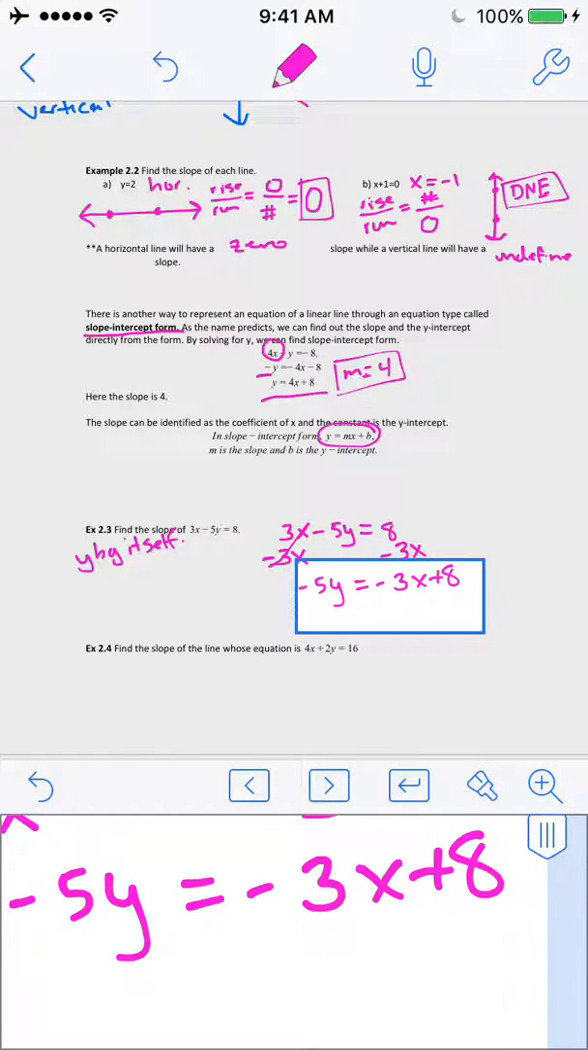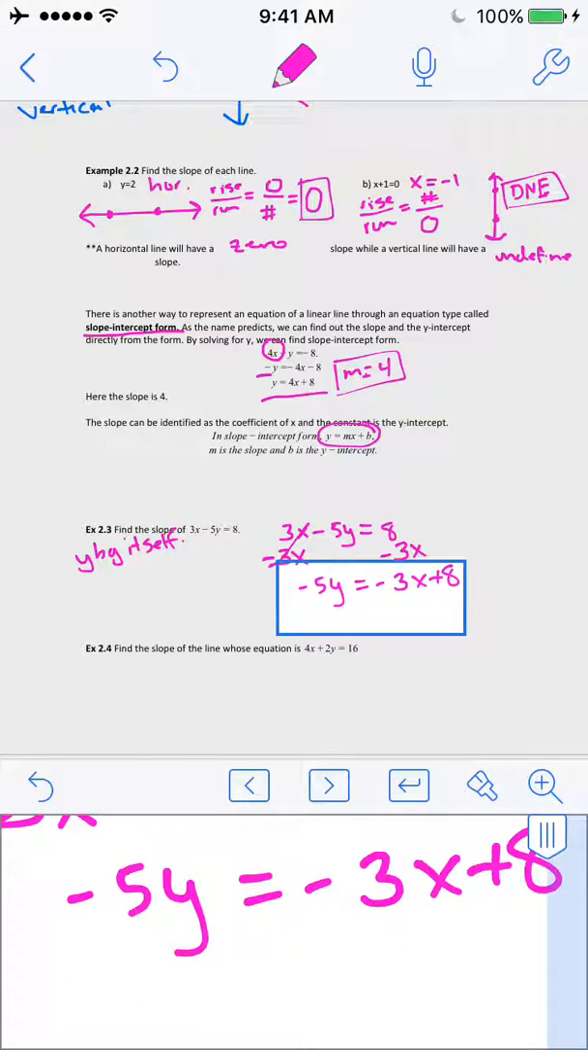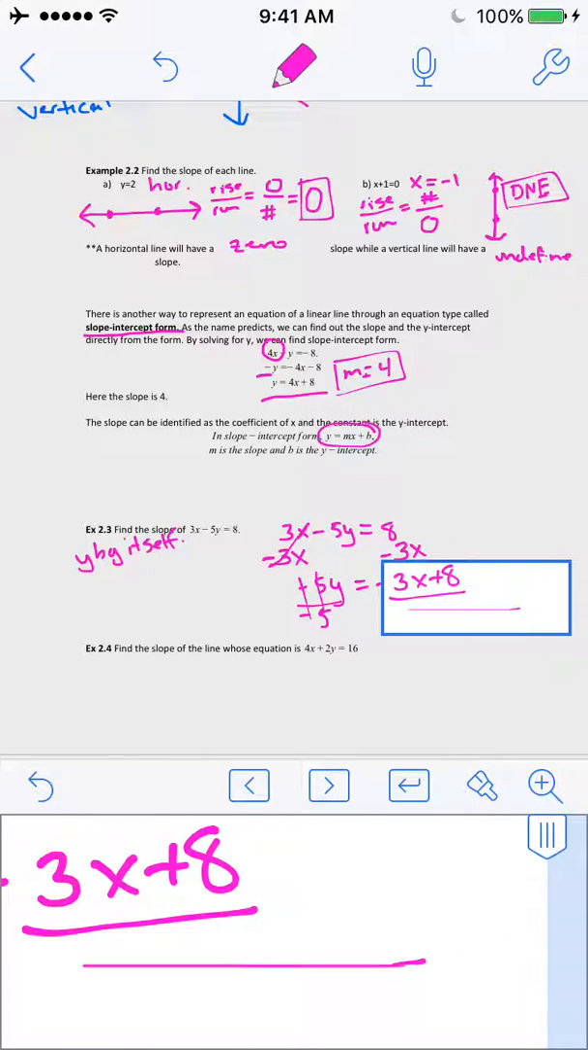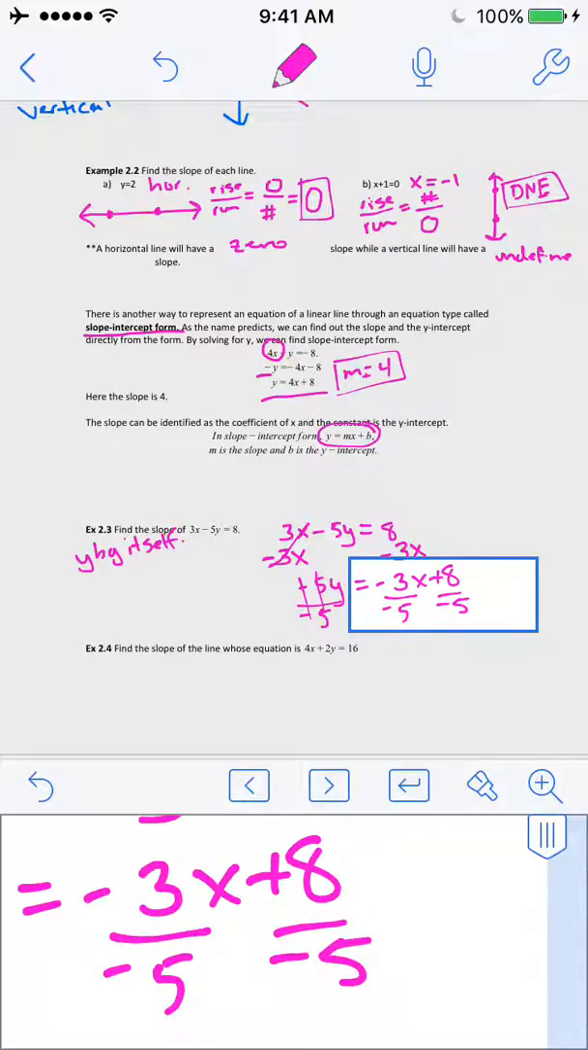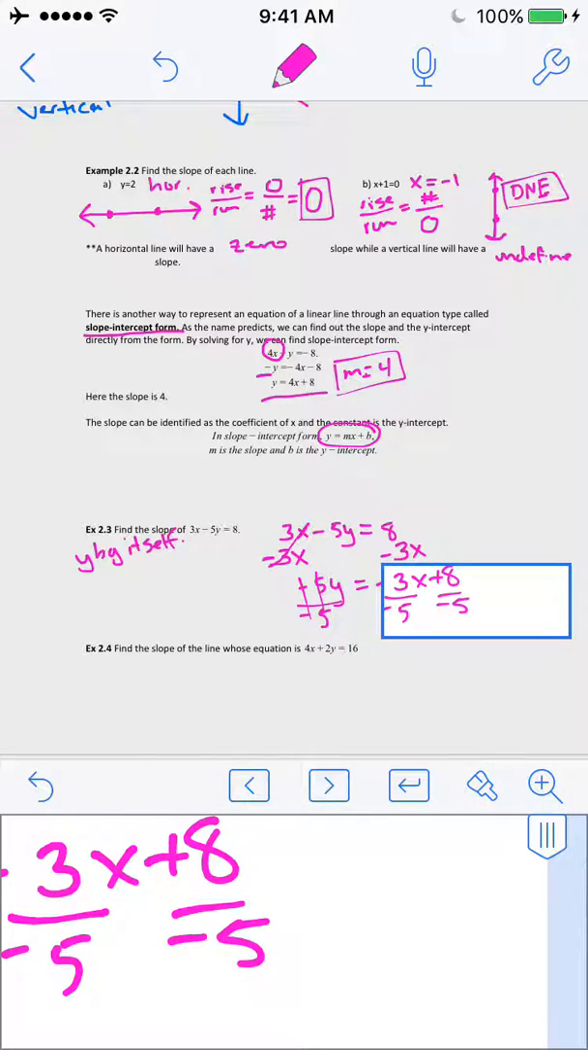Alright, next, y is getting closer to being by itself, but it's not quite there. So we need to divide by that negative 5 to both sides, so that cancels and that cancels. When we do that to the other side, be careful that you divide everything by -5. Everything. If you don't like it in this format, we can rewrite it as divide this by -5 and divide that by -5. But every single term must be divided by -5. You can't just divide the -3. You cannot just divide the 8. Okay? So make sure you do that to everything.